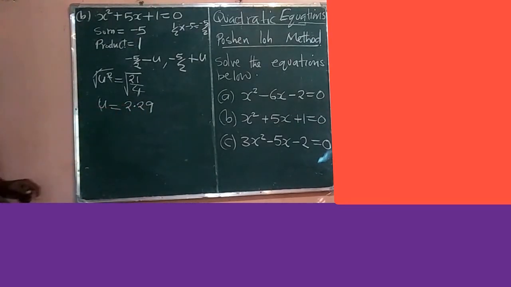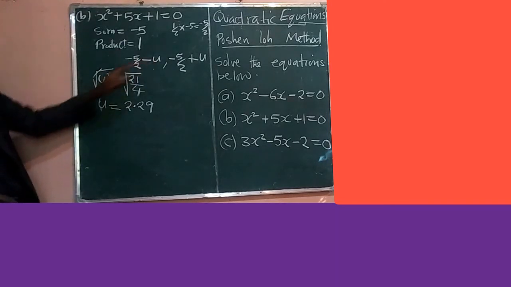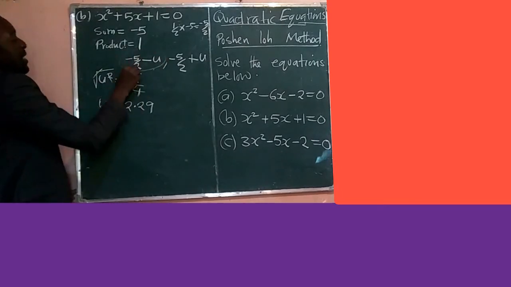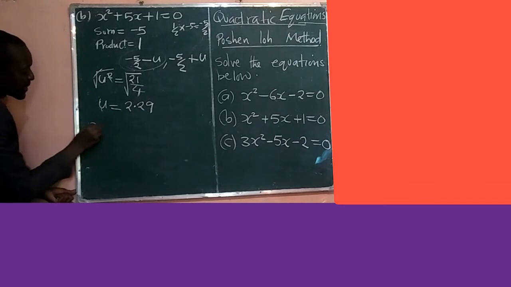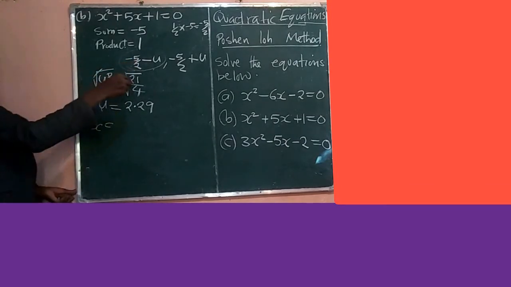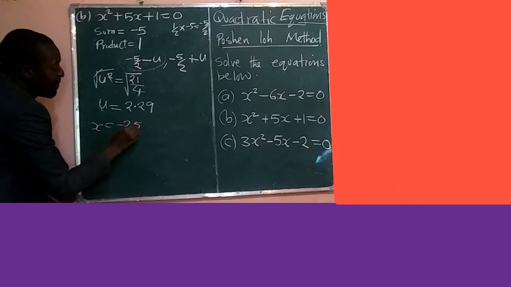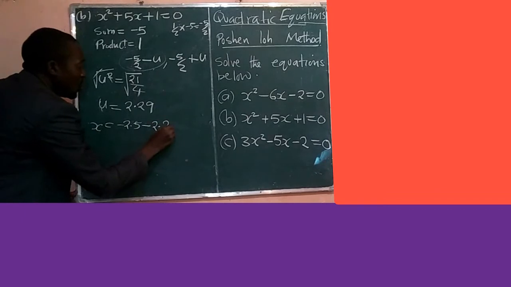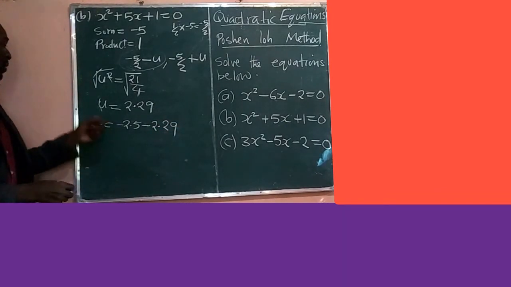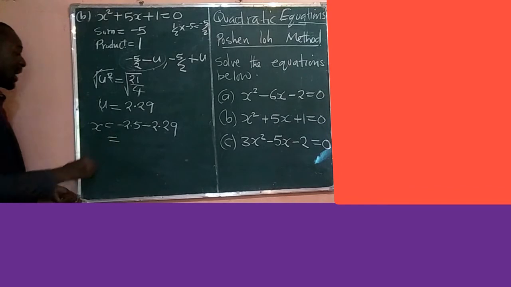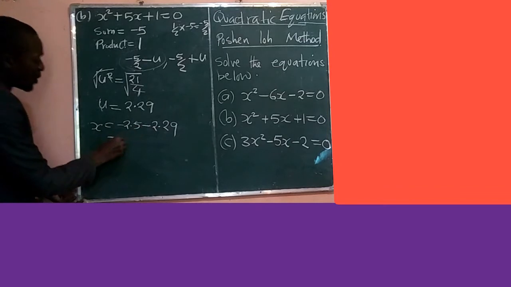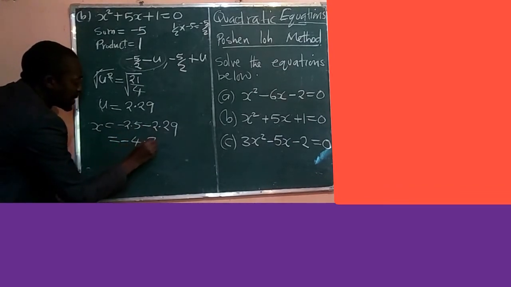So now that we have our u here, we can now substitute there so that we find our solutions. So the first solution will be given by this one here. To substitute the u there, you are going to have x is equal to, now 5 over 2 is 2.5, so you are going to have negative 2.5 minus 2.29. And so here, when we simplify, we are going to have negative 2.5 minus 2.29, which will give us negative 4.79.